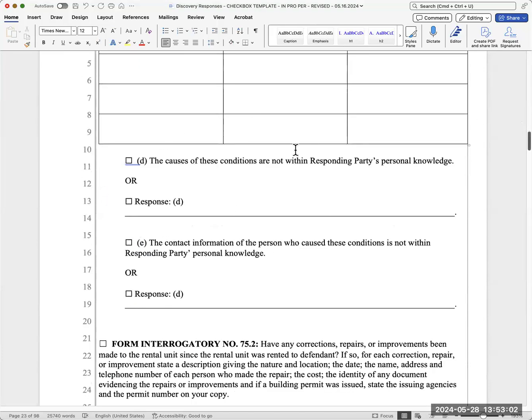This is about the cause. If you don't know what caused the condition, you check here. If you do know what caused it, put it here. This is if you know the contact information for the person who caused the condition. Otherwise, you check here.